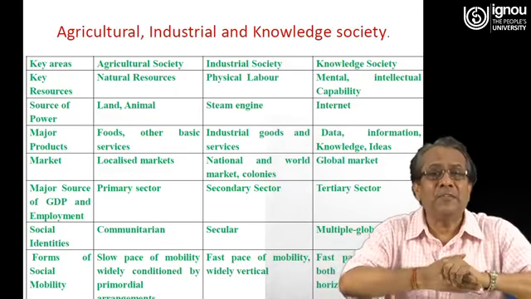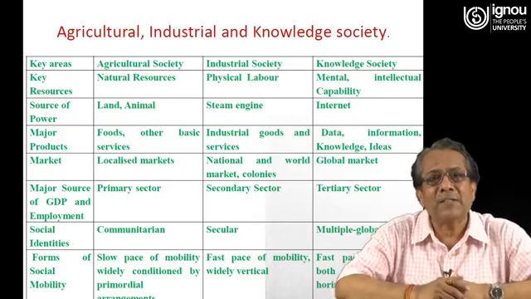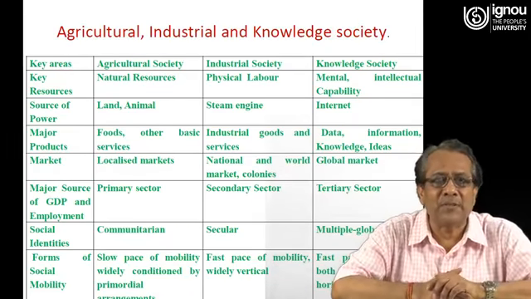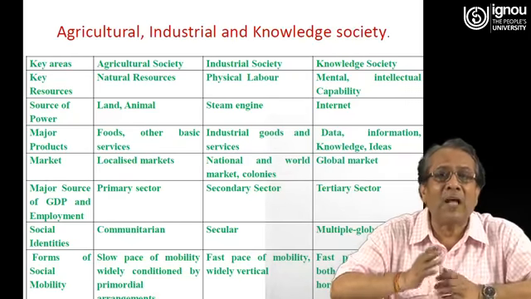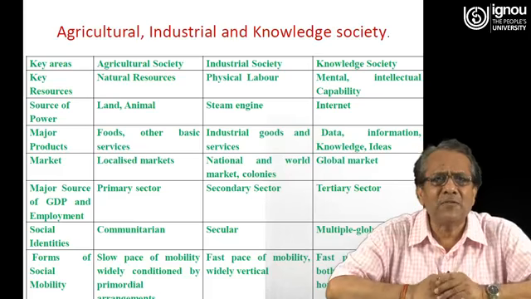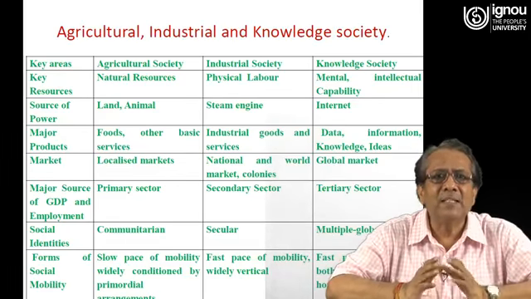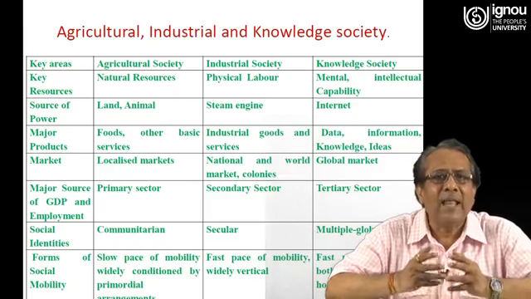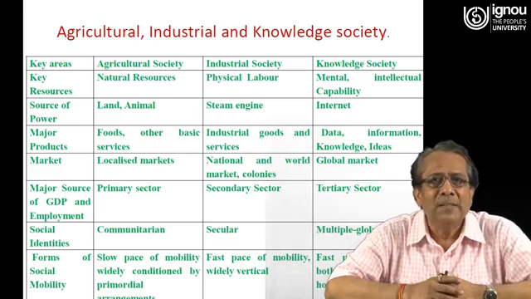Now, at this stage, before we go further, let us make a comparative discussion of these three types of society. What are the key resources of each society, what are the key power and key major product, and how is each different from the others? If we talk about the agricultural society, the key resources are natural resources, that is land, forest, water.